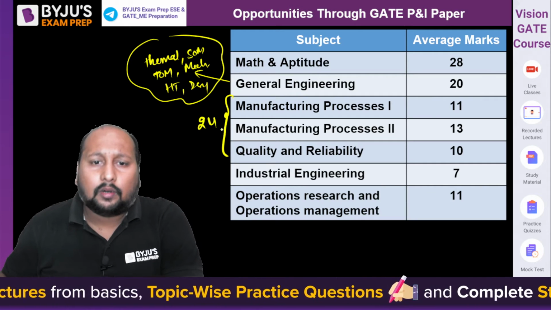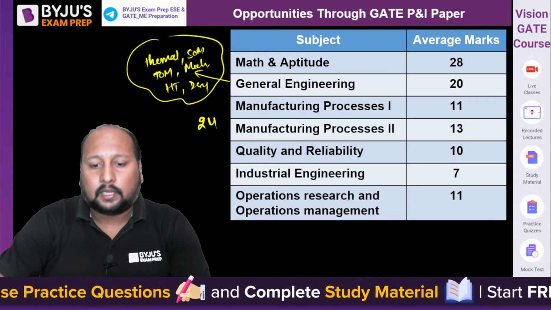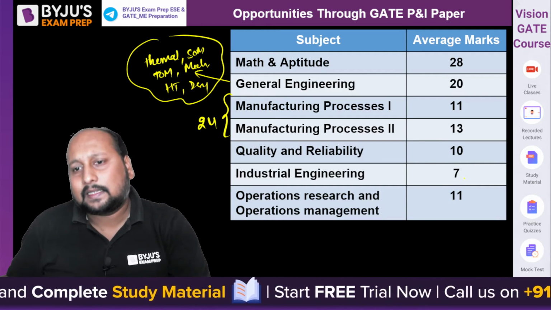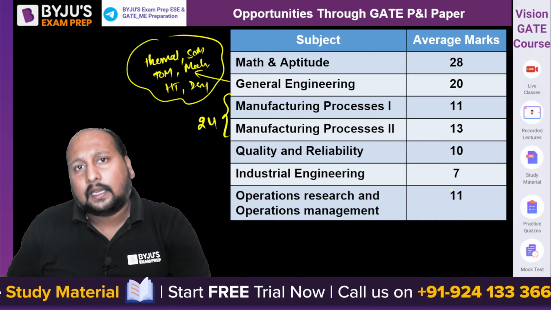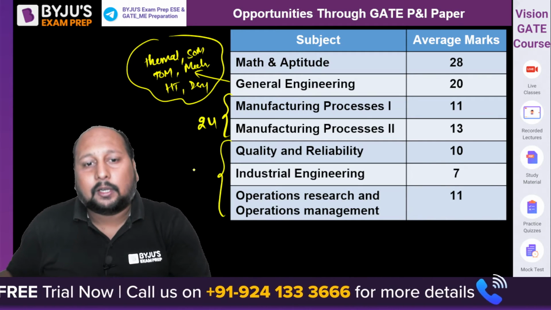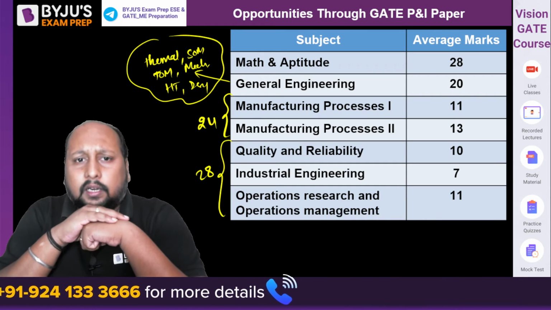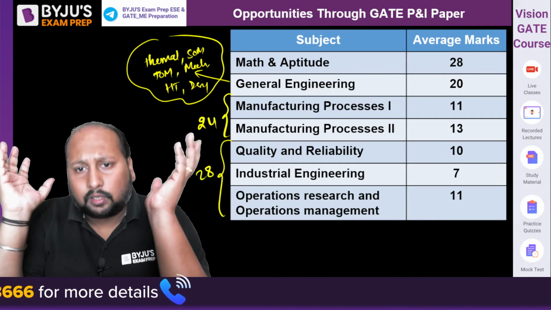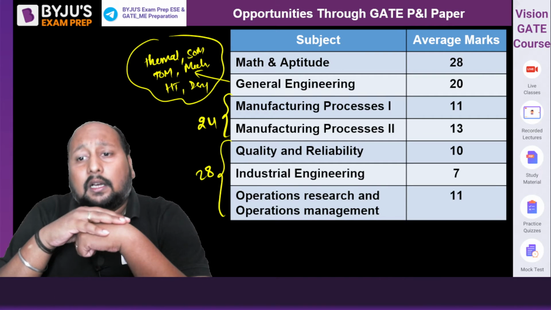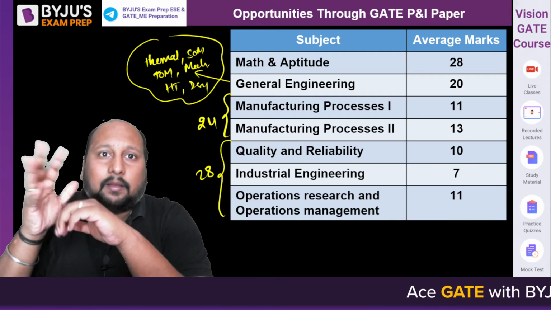And if I talk about industrial engineering, it carries in total a weightage of approximately 28 marks. So you can clearly visualize that if you study mathematics and aptitude, manufacturing processes and industrial engineering collectively, it will have a total weightage of approximately 70 to 80 marks, right?